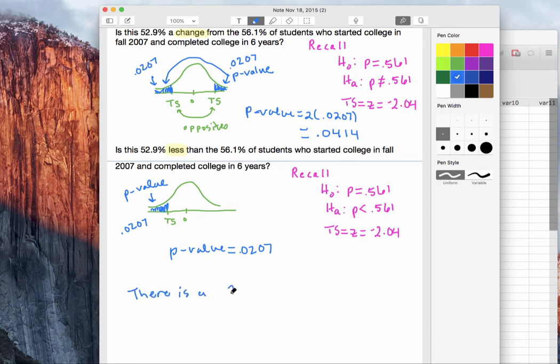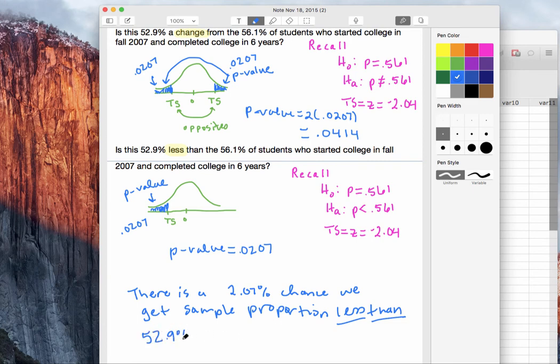There is a 2.07% chance we get a sample proportion less than, what was our sample proportion? 52.9%. I'm going to emphasize this word, given that the null hypothesis is true.